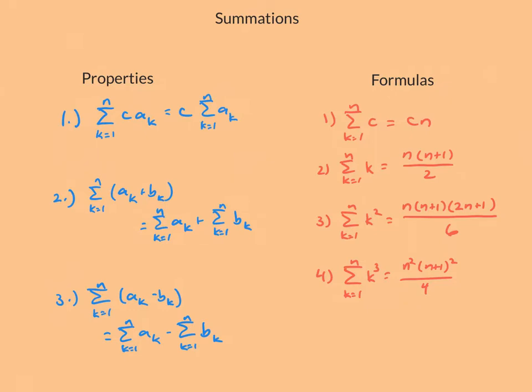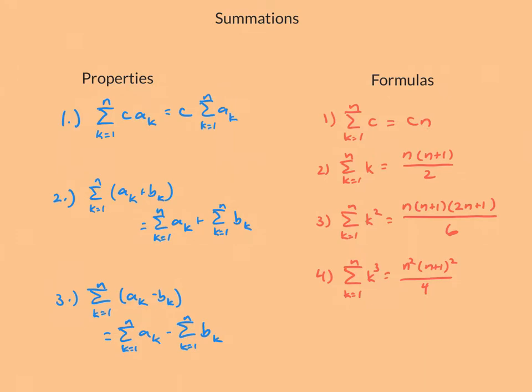The first one, the sum as k goes from 1 to n of a constant is just going to be the constant times n. For example, if I said the sum as k goes from 1 to 10 of 5, that would just be 5 times 10, which would equal 50.